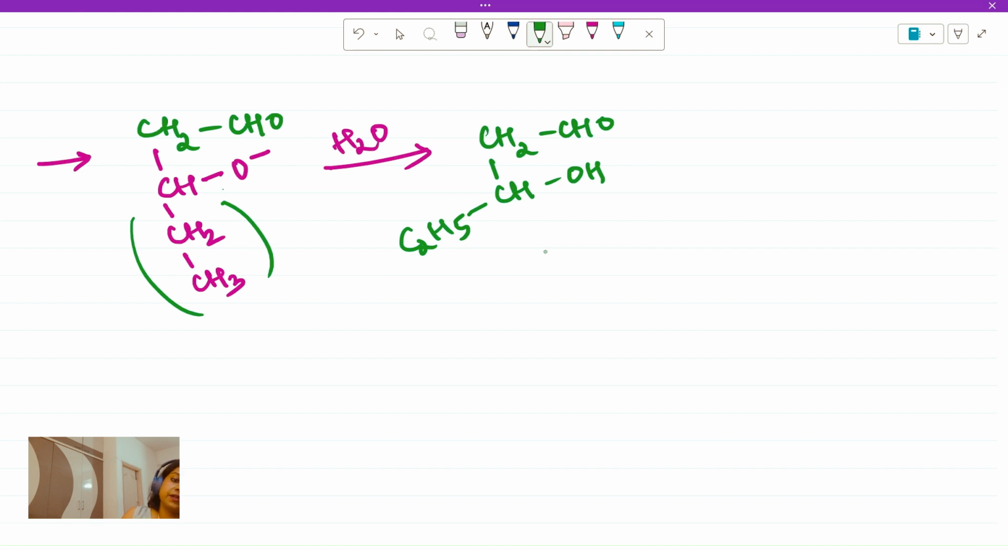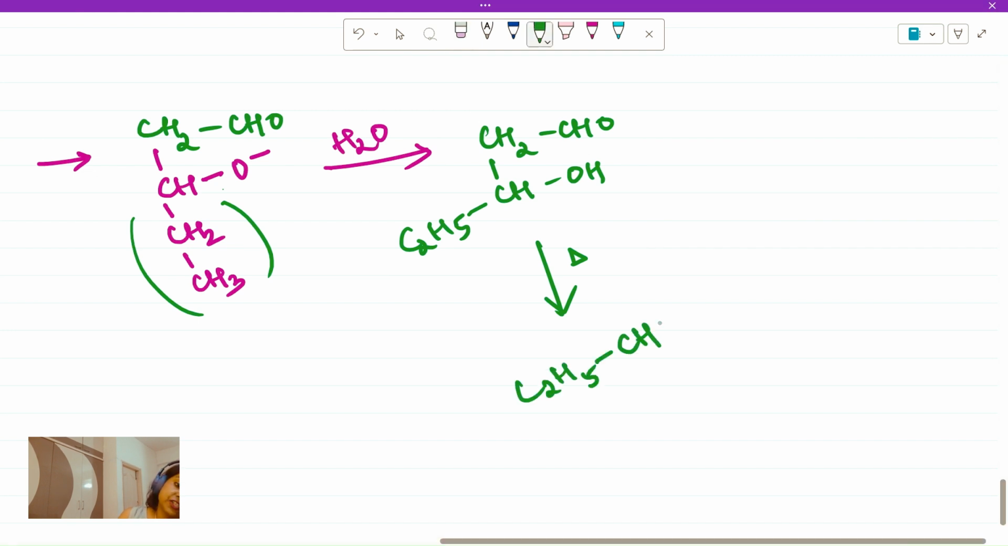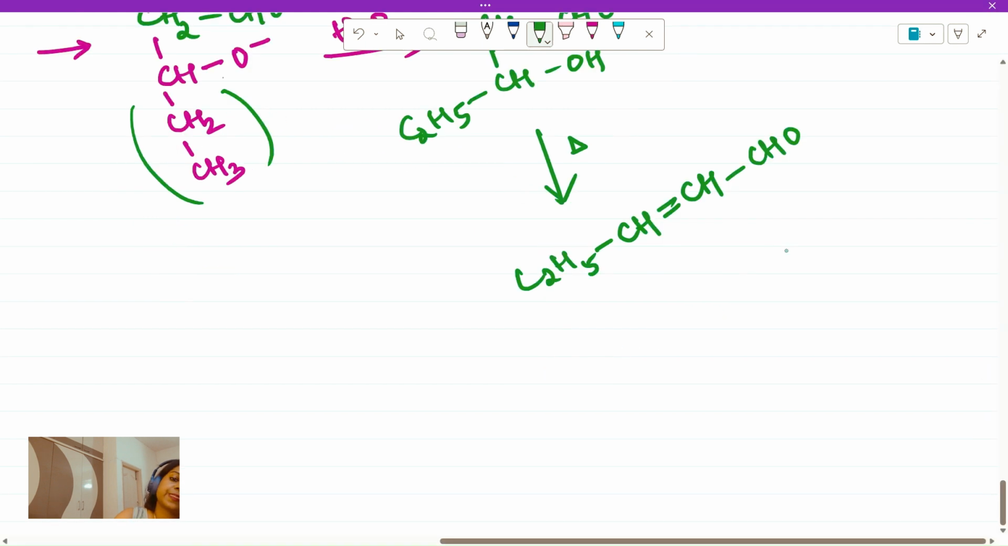When you heat it up, you lose OH and one of the alpha hydrogens. The alpha hydrogen is always next to the aldehyde group, and a double bond gets formed there. So as a result, you get C2H5, CH double bond CH, because we lost one hydrogen here, then CHO. This is the alpha beta unsaturated product.